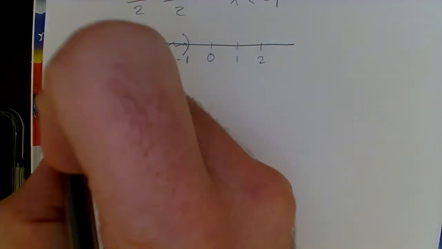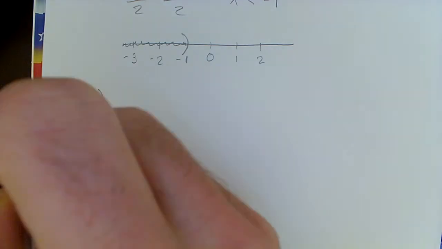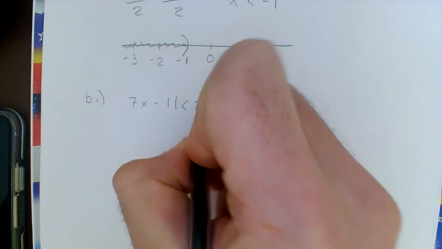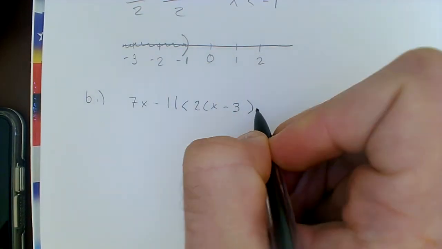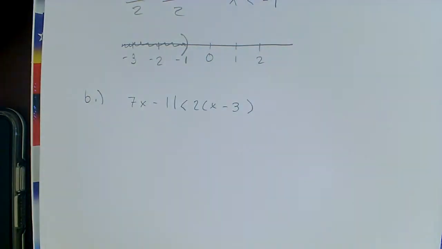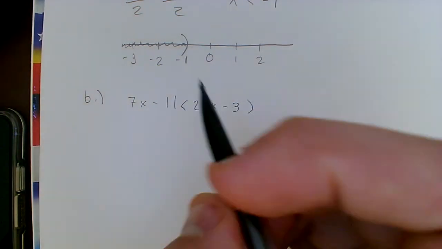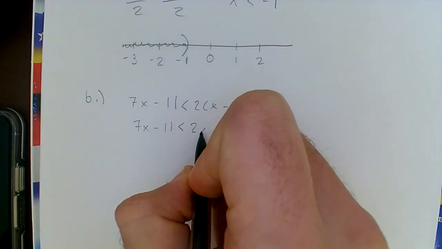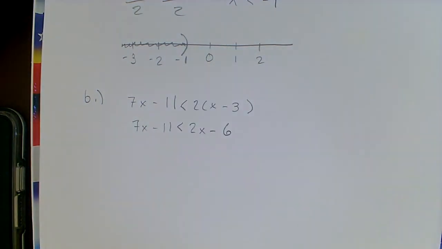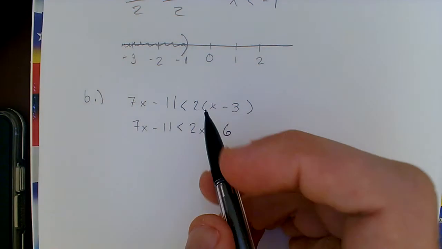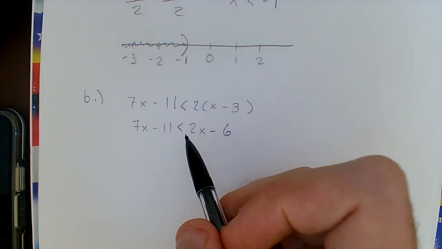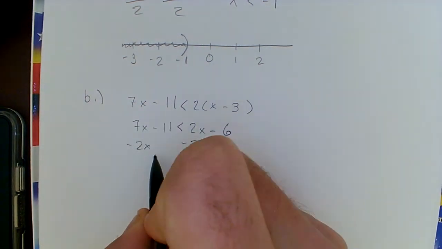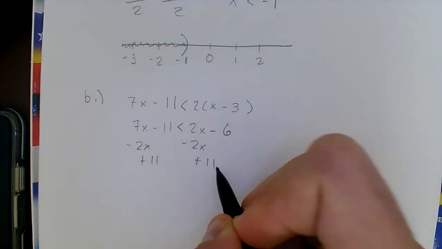Let's do another one. The next example is 7x minus 11 is less than 2 times x minus 3. Okay, so now we have to solve this for x. I'm going to distribute this out, so it's 7x minus 11 less than 2x minus 6. Now I'm going to put all the x's on the left side, so subtract 2x and subtract 2x and add 11 and add 11, all in one step.